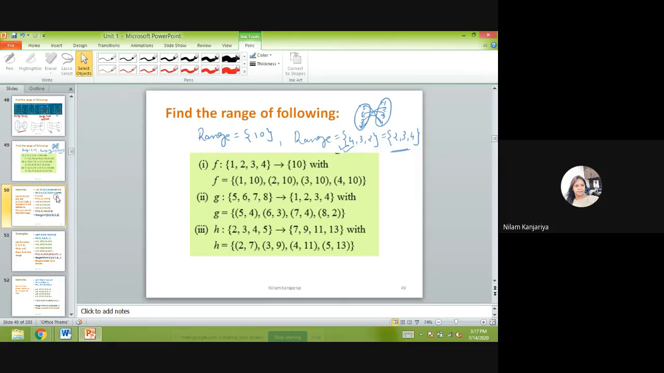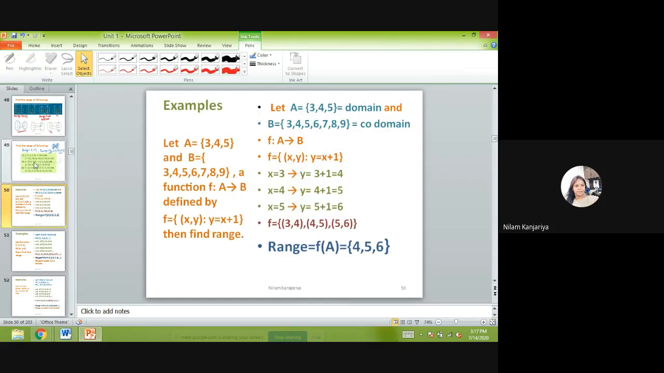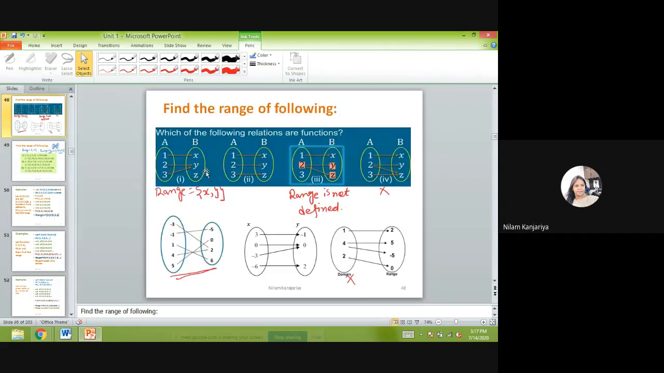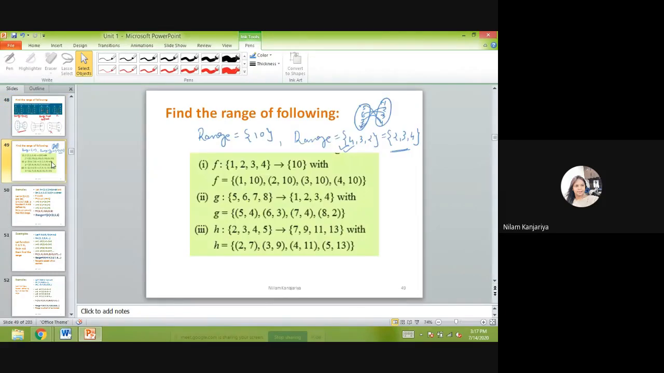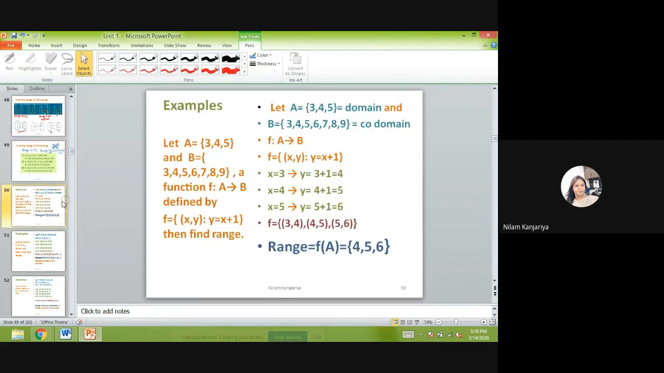Now the example. If you have a figure, then it is easy to find the range. But every time they are not asking this type of question. This is only a 1 mark question. Every time it's not possible, they are using a Venn diagram, they are using such terms and asking to find the range. They are giving the two sets A and B, and how can we find the function like this? Look at it.